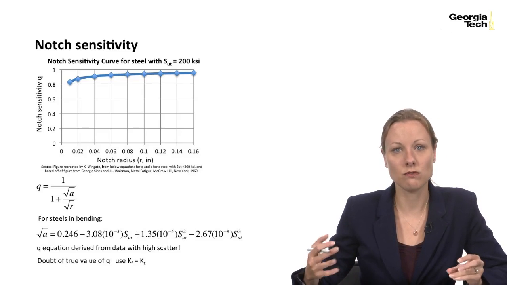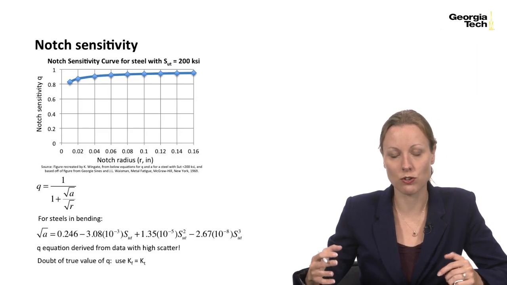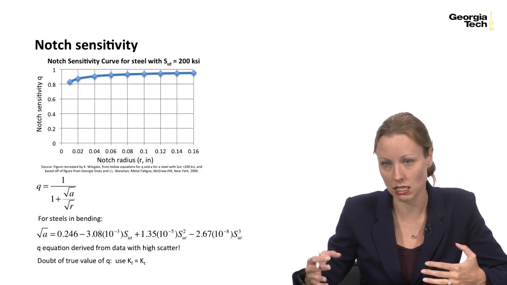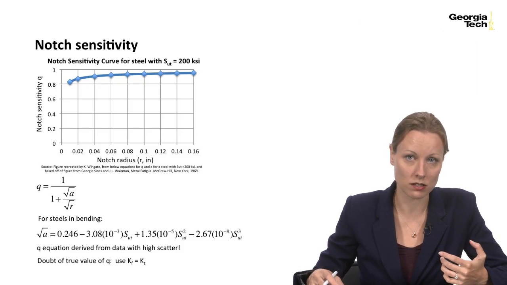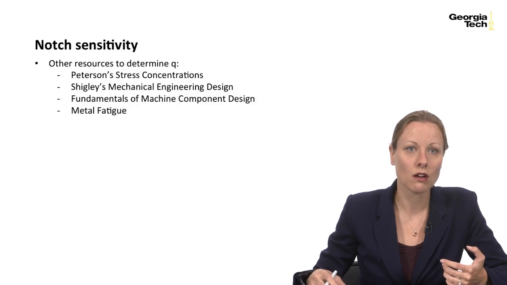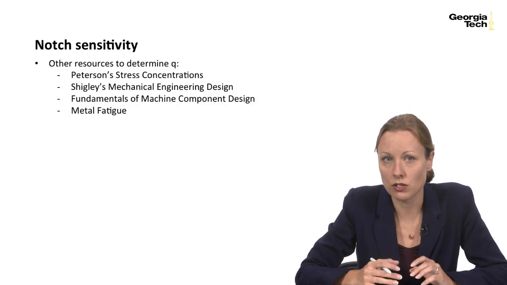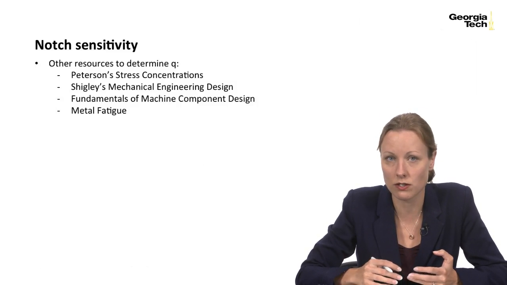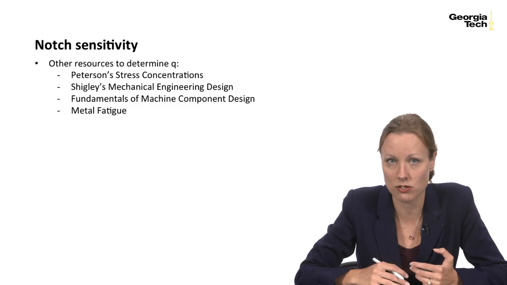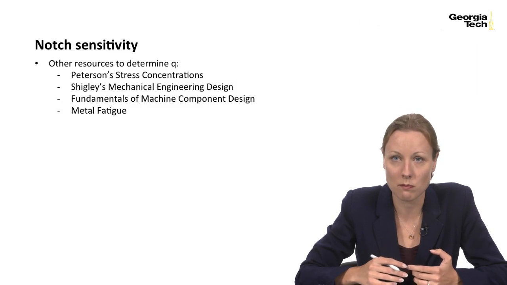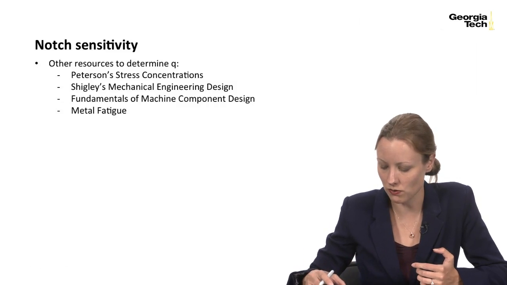So if you doubt the true value of Q, you could be very conservative and you could use KF equals KT. That's a conservative assumption, and in a lot of cases it will drive your weight up. Other resources you can utilize to determine Q include Peterson's stress concentration factors, Shigley's textbook for mechanical engineering design, a textbook called Fundamentals of Machine Component Design, and there's a textbook on metal fatigue that has various Q factors.